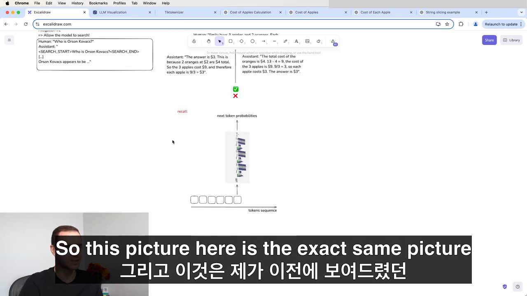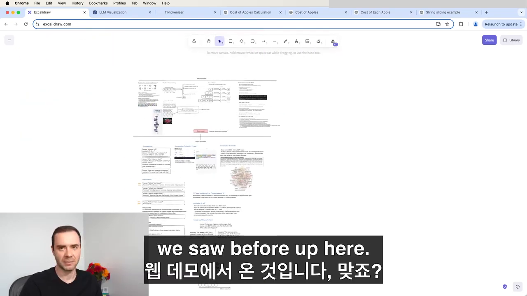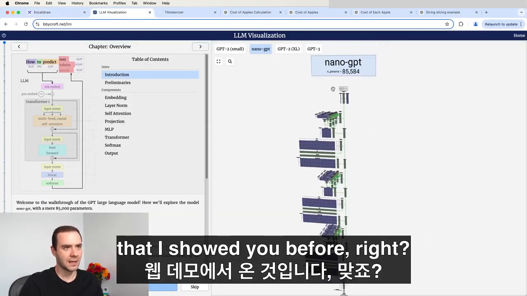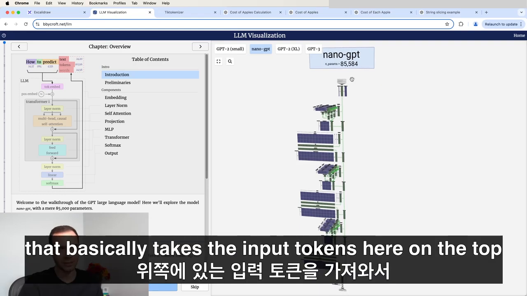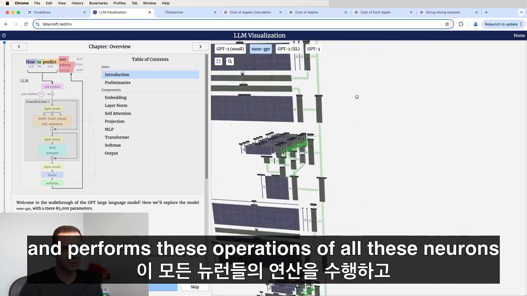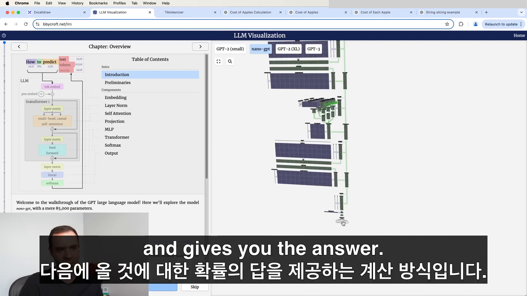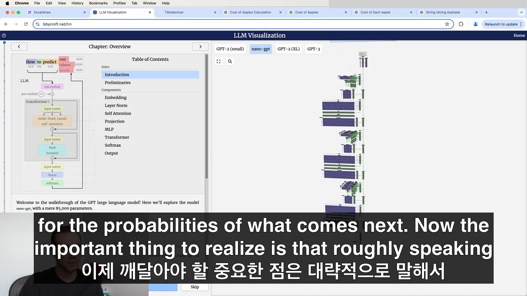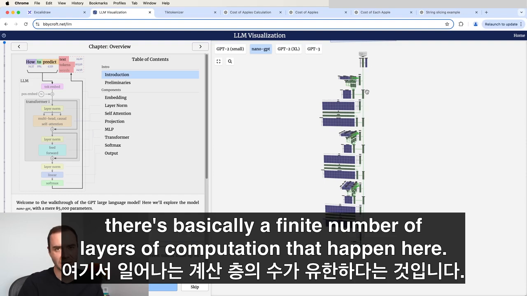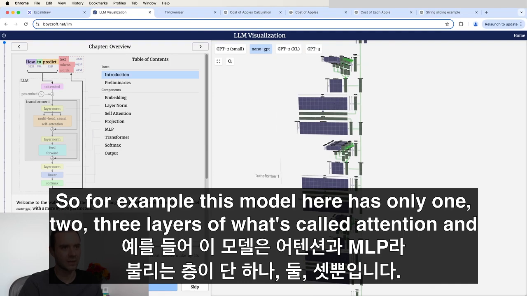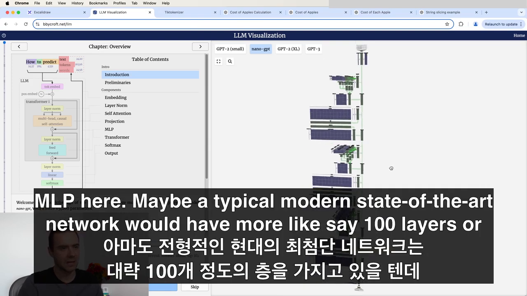So this picture here is the exact same picture we saw before up here, and this comes from the web demo that I showed you before, right? This is the calculation that takes the input tokens here on the top and performs these operations of all these neurons and gives you the answer for the probabilities of what comes next. Now, the important thing to realize is that, roughly speaking, there's a finite number of layers of computation that happen here. For example, this model here has only 1, 2, 3 layers of what's called attention and MLP.